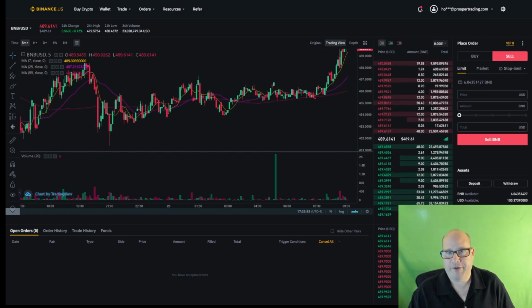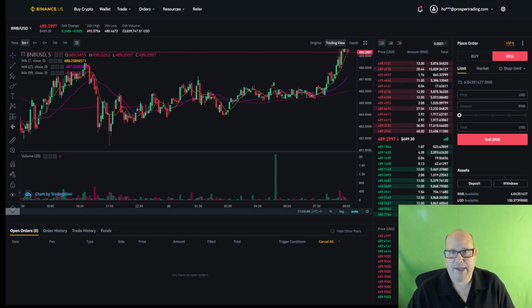Okay, let's look at a different type of order here. We've done a market sell. Now I'm going to do a limit sell. I have pulled up Binance Coin BNB to the USD pairing. As you can see on the right-hand side of my screen here, I have a little over 6 BNB currently. So it's trading right now at around $480 and change.